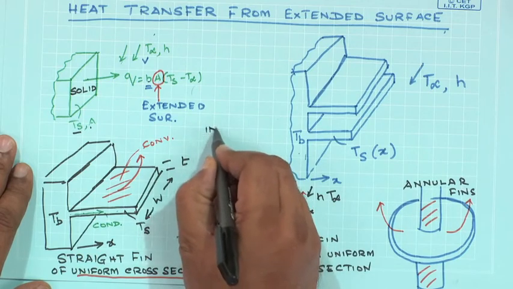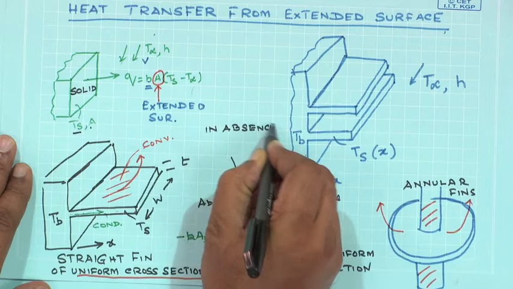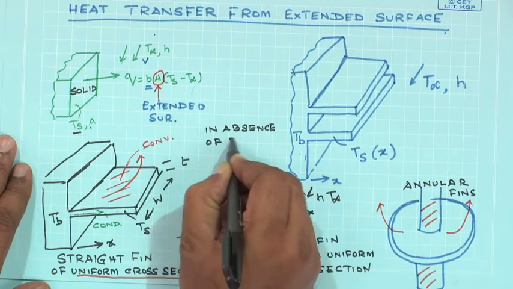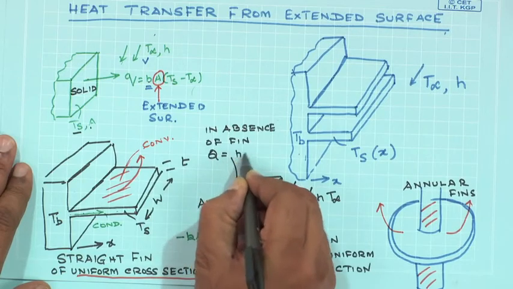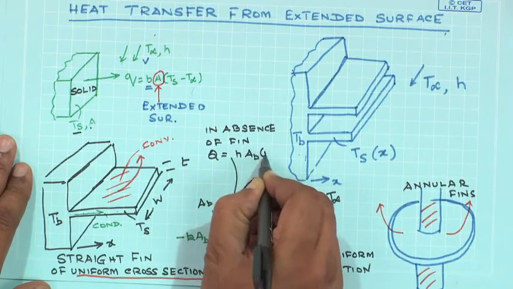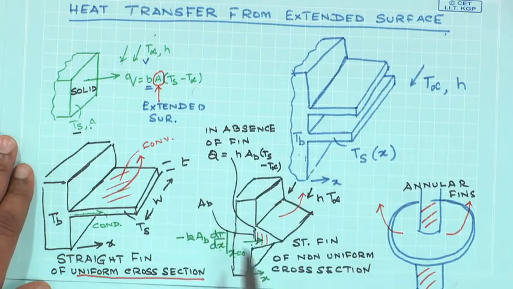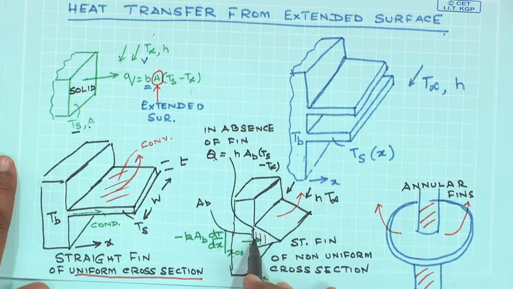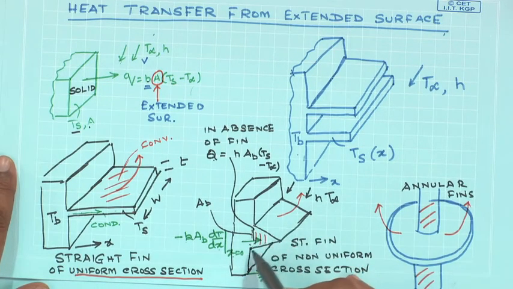So, if I did not have the fin attached to this point, the amount of heat transfer in absence of fin would simply be equal to h times A_B times (T of the surface minus T infinity). Okay. So, this is the amount of heat which would have been taken up by the flowing air if the fin is not there.